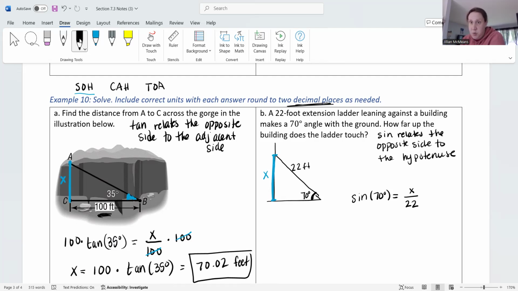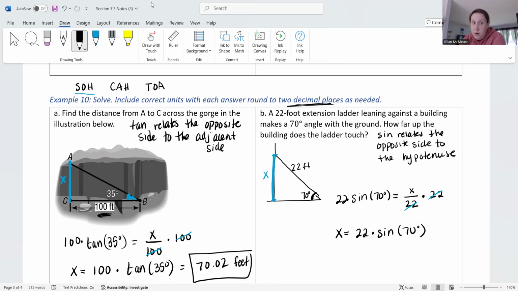Now, I need to solve this equation for x, and my issue is this division by 22. We can undo division with multiplication. So I want to multiply both sides of this equation by 22. When I do that on the right, 22 divided by 22 is really just 1, and 1 times x is just x. So I get that x is equal to 22 times sine of 70 degrees. Make sure you've written this down before I switch screens. So we need to go to the calculator.